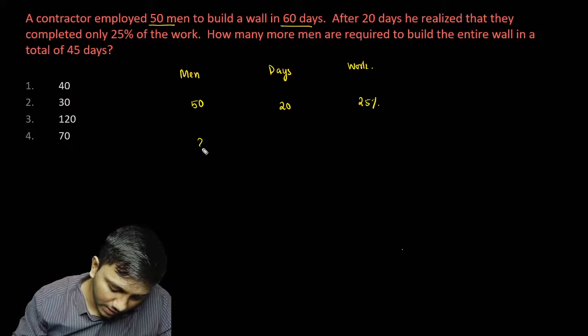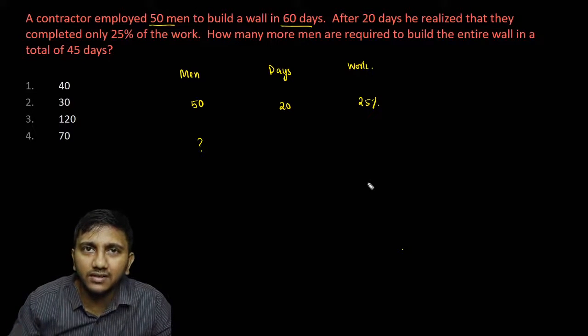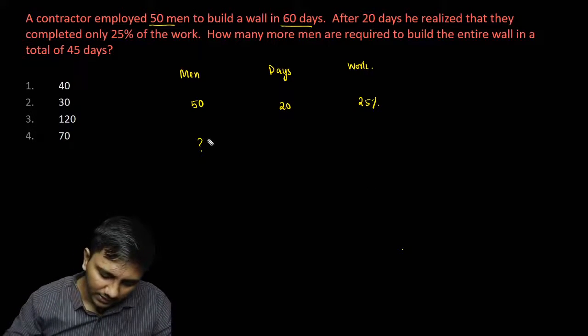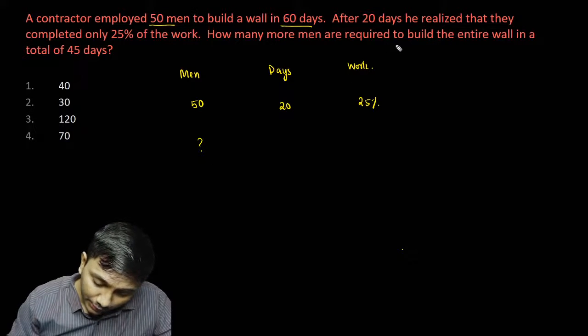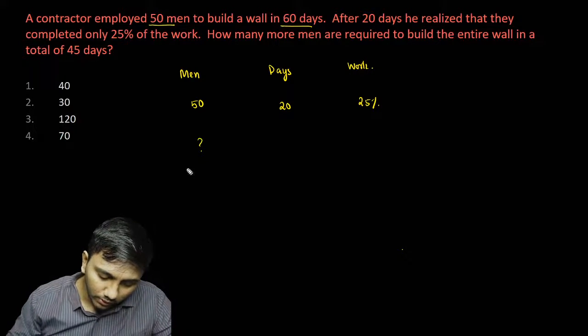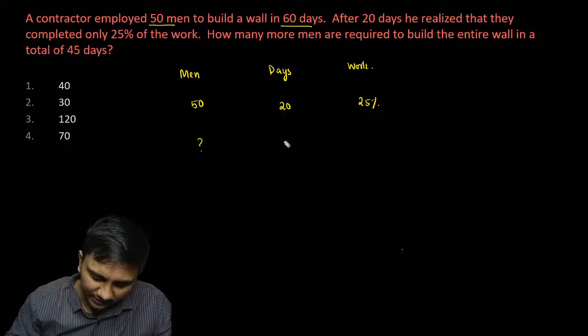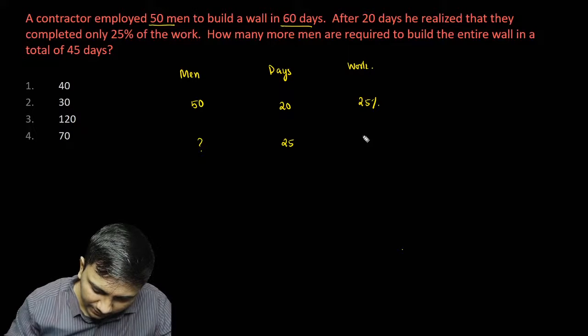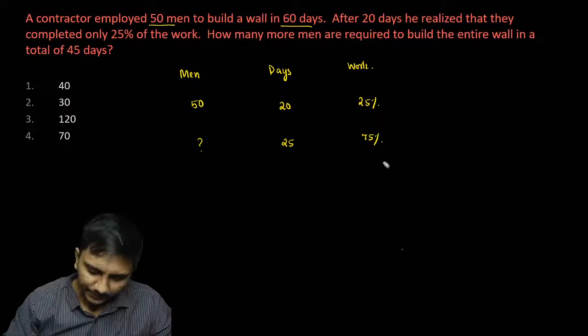The question is, how many more men are required? So I'll have to find out how many men are required first, then I can subtract from the already existing number of men to find out how many more men are required. So let me first find out how many men should be there. To build the entire wall in a total of 60 days, already 20 days are over, right? So we're left with another 40 days. So in another 40 days, 75% of the work has to be done because already only 25% is over.